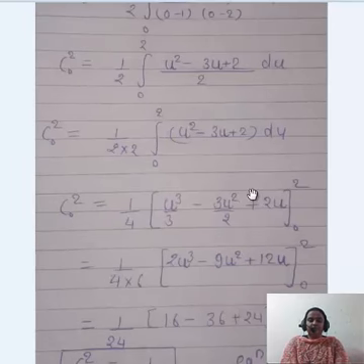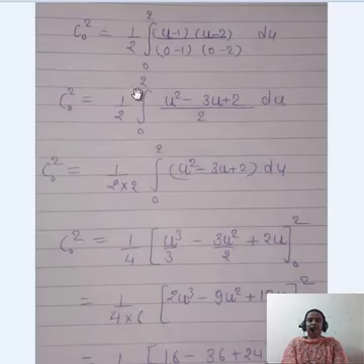This becomes c_0^2 equals 1/2 times the integration from 0 to 2 of (u minus 1)(u minus 2) divided by (0 minus 1)(0 minus 2) du. Solving this, we get 1/2 times the integration from 0 to 2 of (u^2 minus 3u plus 2) divided by 2 du. Finally this becomes 1/(2 times 2), taking the 2 outside, the integration from 0 to 2 of (u^2 minus 3u plus 2) du.